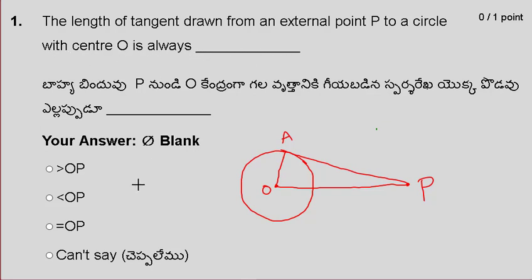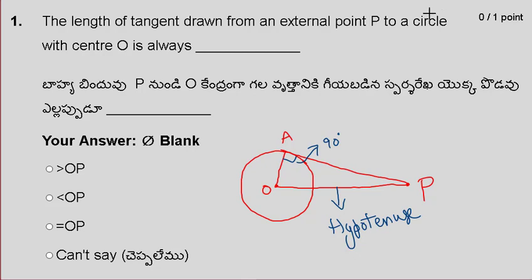Let us consider the diagram. In this, O is the center of the circle, P is an external point, PA is the tangent drawn to the circle from the external point P. We know that the radius OA is always perpendicular to the tangent AP. So that means the angle between these two is 90 degrees. So this triangle OAP is a right triangle. That is why OP is nothing but the hypotenuse.